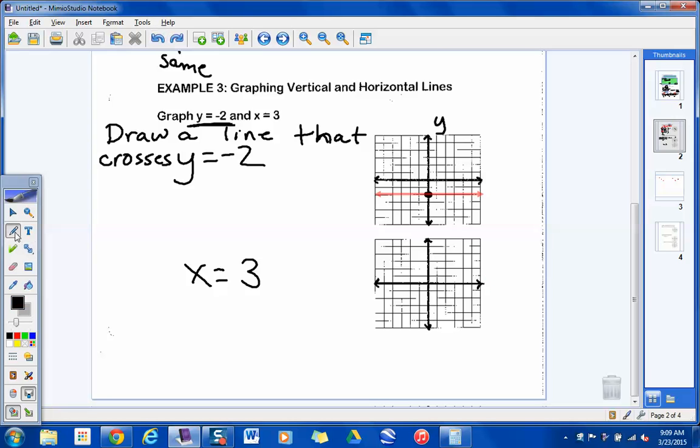What do you think I'm going to write in front of the x = 3 now, guys? Draw a line. Draw a line that what? Crosses. Crosses x at 3. Well, if I want to cross the x-axis, kiddos, am I going to be vertical, up and down, or horizontal, left and right? I got to cross this line, so it better be what kind of line? Vertical.